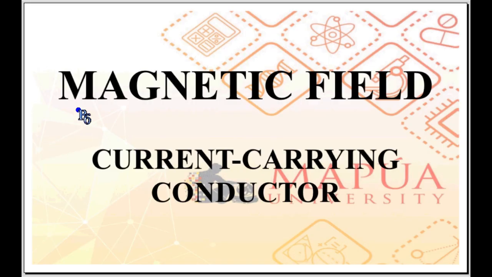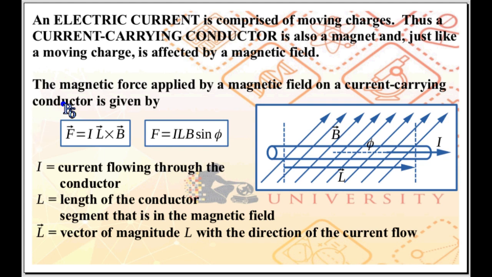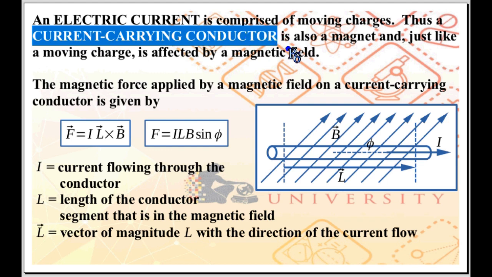So next up on our discussion on the topic of magnetic field, we have current carrying conductor. An electric current is comprised of moving charges. Thus, a current carrying conductor may also be considered as a magnet.